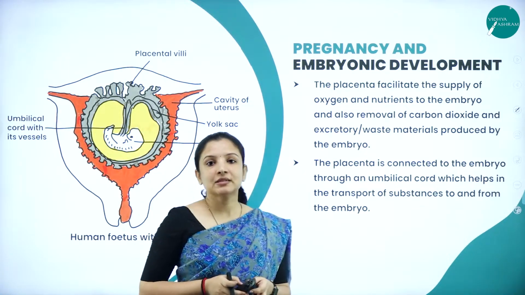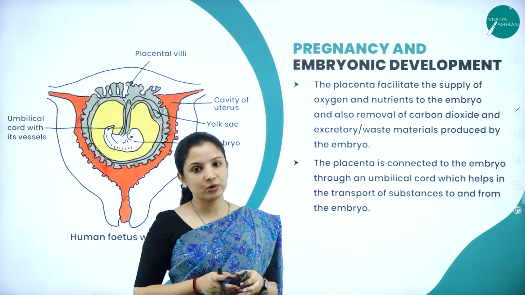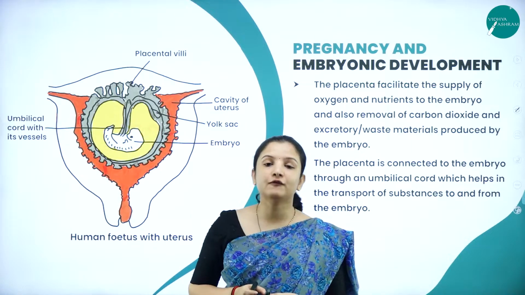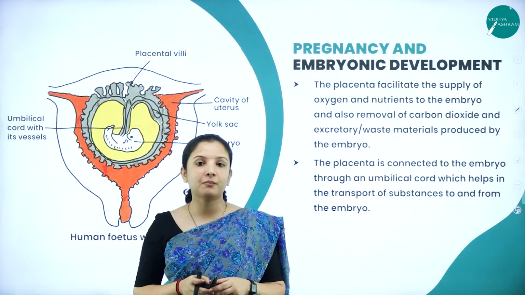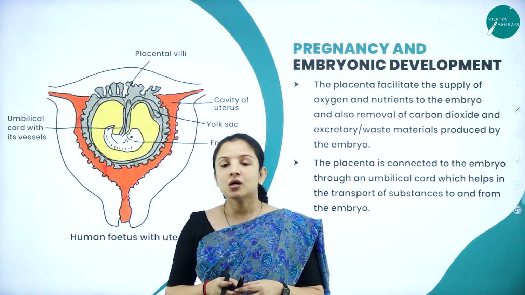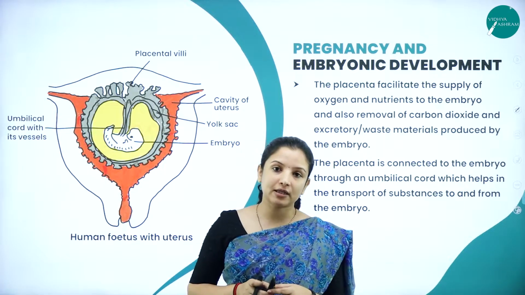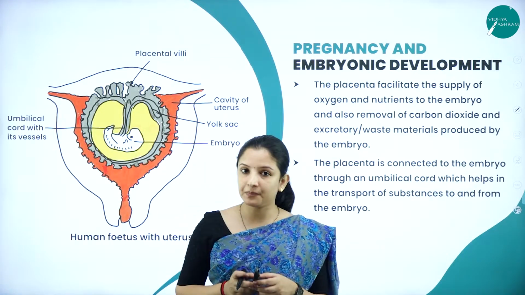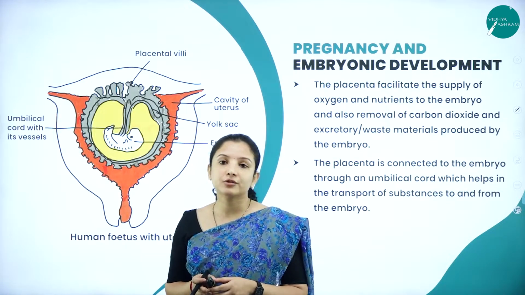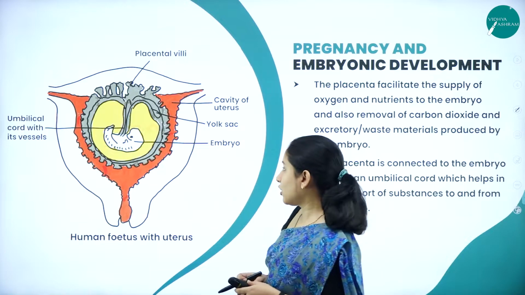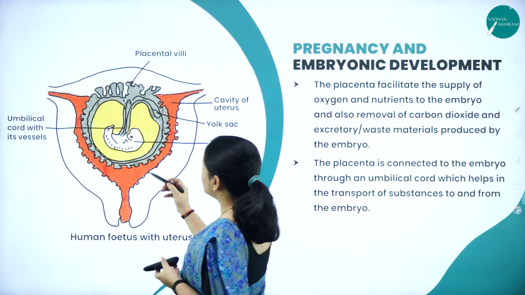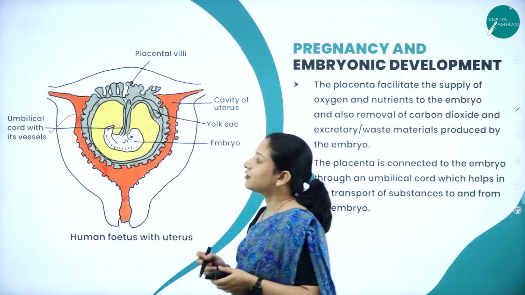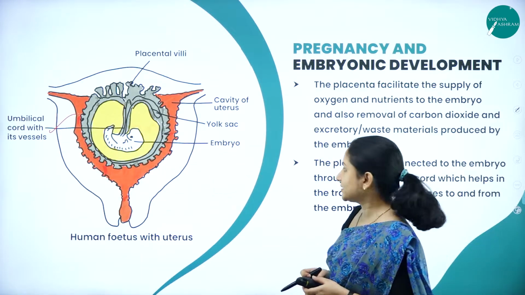Next, what happens after this? The placenta will start to develop. The placenta should develop because it forms a connectivity between the mother and the fetus. So, proper nutrition as well as oxygen will be supplied to the fetus through the placenta, which is also connected by the umbilical cord. So, therefore, the placenta will start to develop. You can also see the placenta, with the umbilical cord and its vessels.